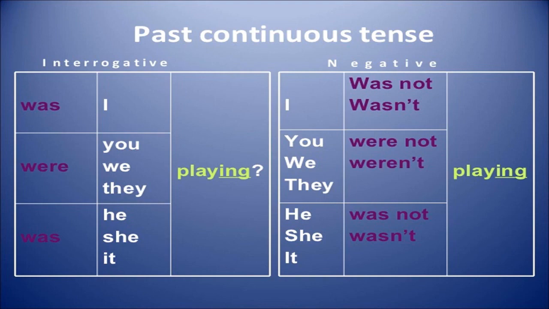Now negative, after auxiliaries not will be there. I was not playing. You were not playing. We were not playing. They were not playing. He was not playing. She was not playing. It was not playing. Right? So in such manner we frame sentences for past continuous tense.